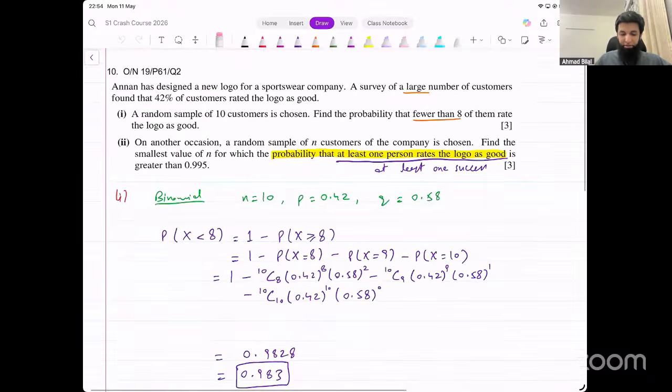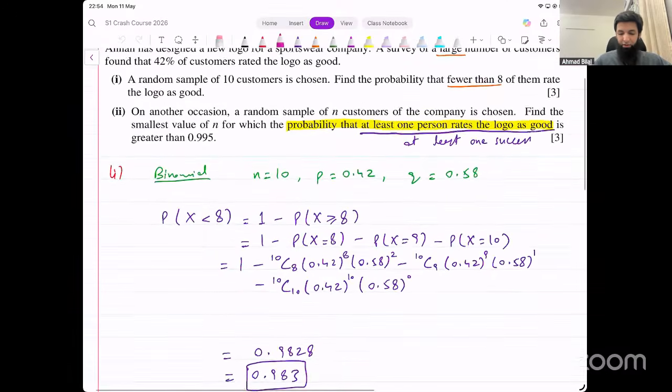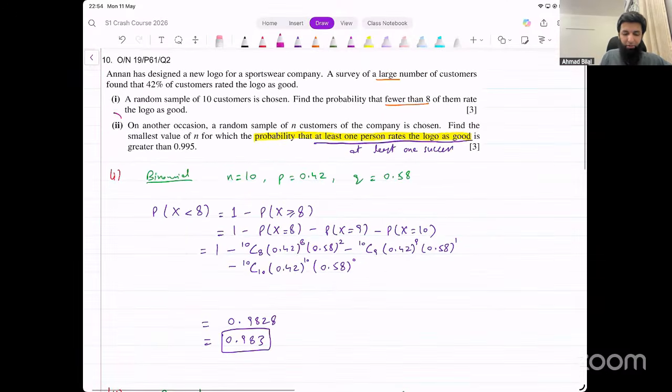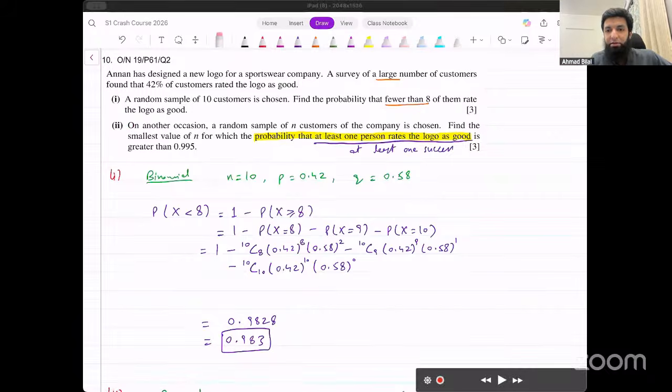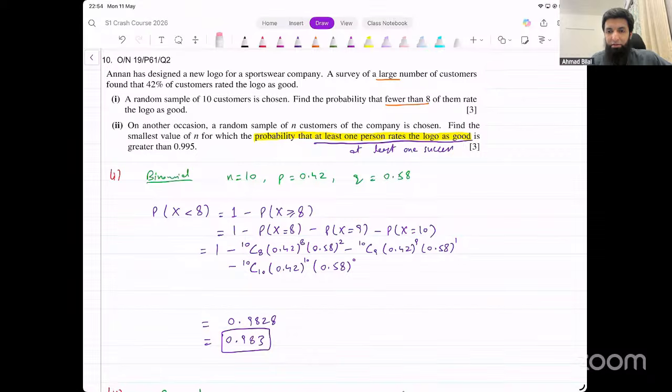Okay, let's look at this question. I'll give you maybe 30 seconds to read the question. Look at part B of this, the second part 2. Read the question statement, part 2 of this in particular.